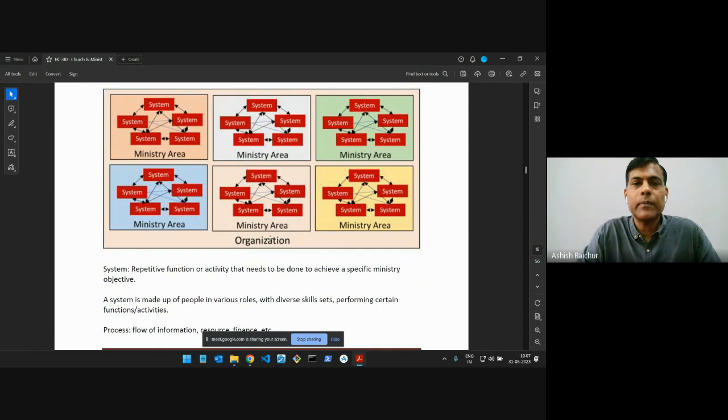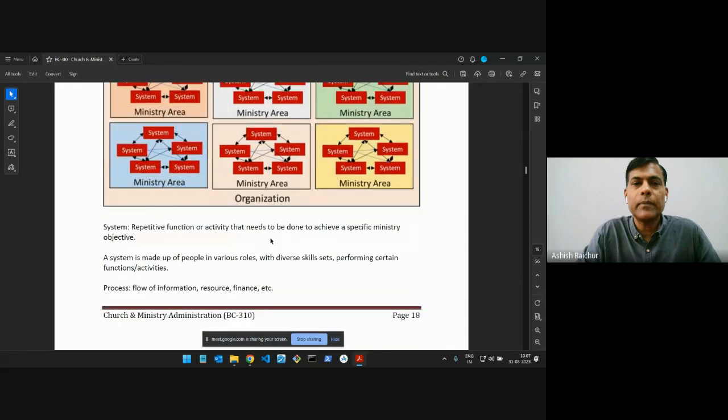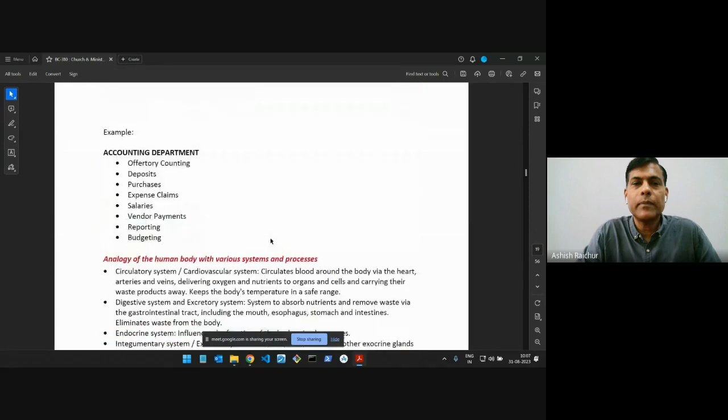So we have to think like that. Think down to the lowest level of every system, every process. Keep checking: is the system functioning well? Is the process working well? That way the whole ministry area, and all the ministry areas within the organization, will do well. So let's look at some examples.